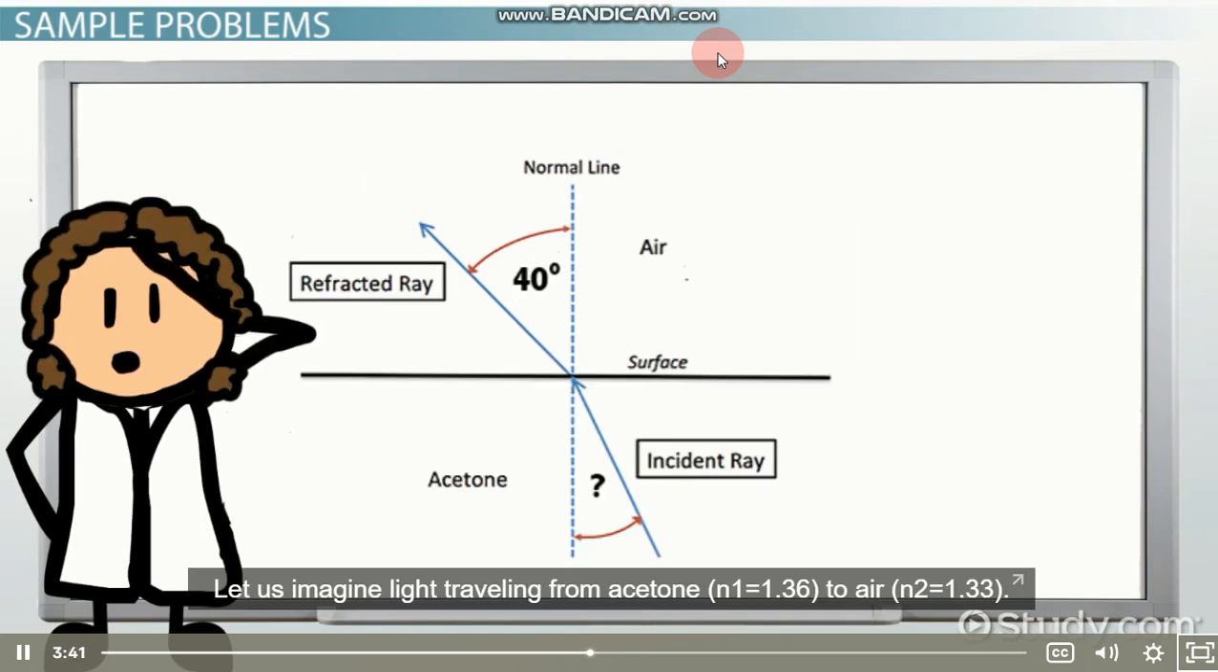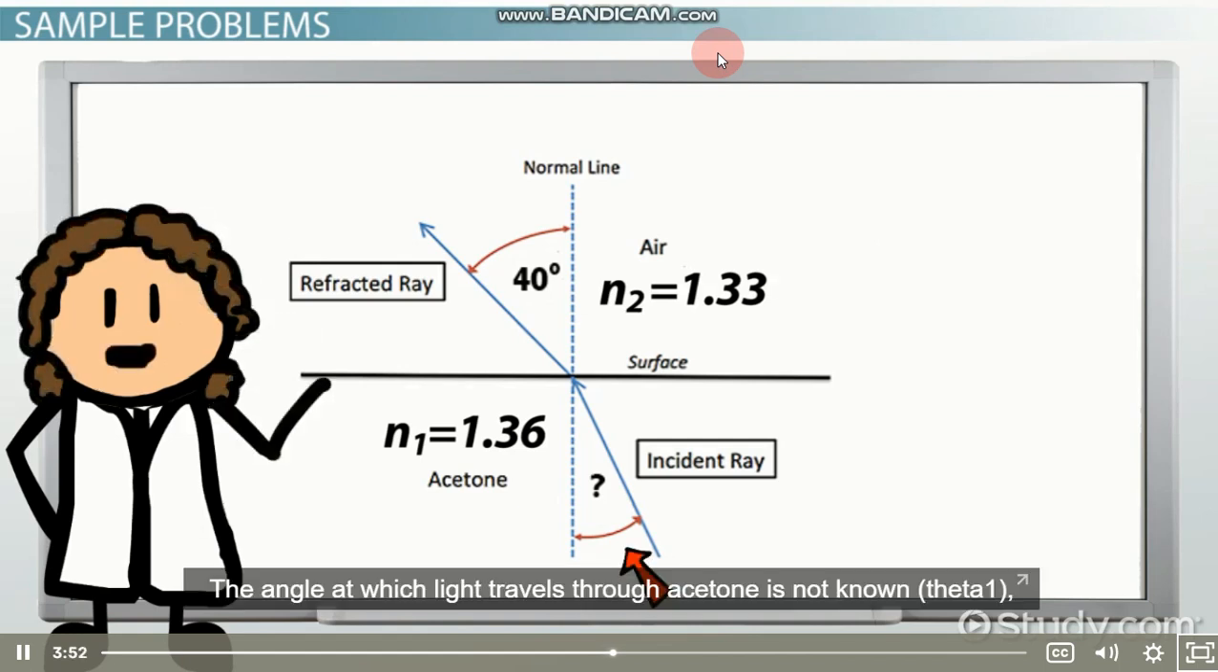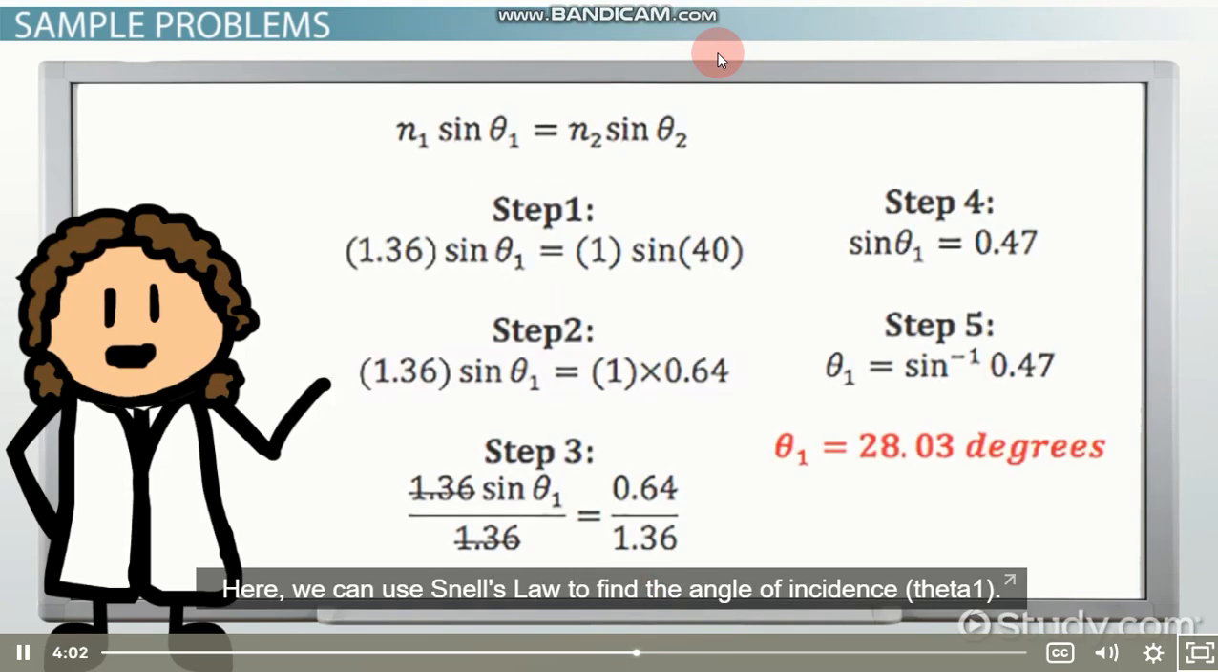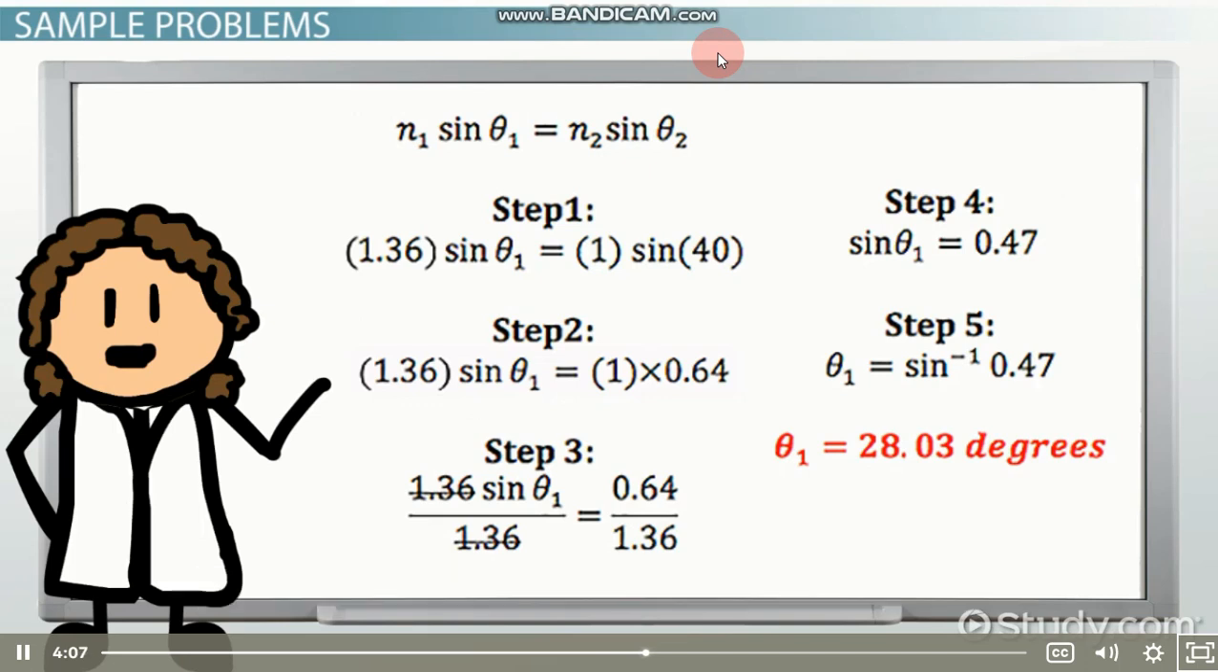Let us imagine light traveling from acetone, or n1 equals 1.36, to air, or n2 equals 1.33. The angle at which light travels through acetone is not known, so that is theta 1, and the angle at which light travels through air is 40 degrees, theta 2. Here, we can use Snell's law to find the angle of incidence, or theta 1.